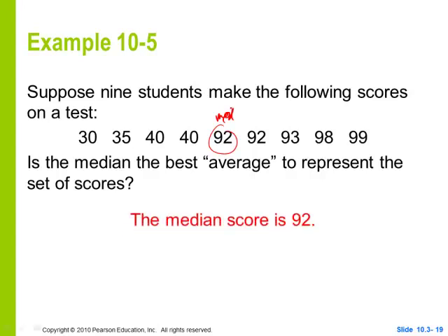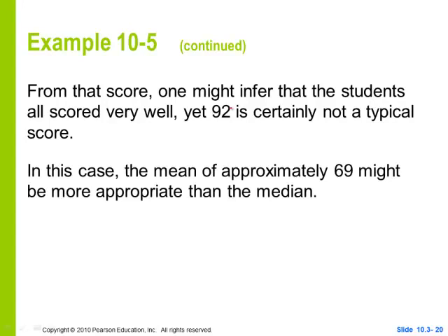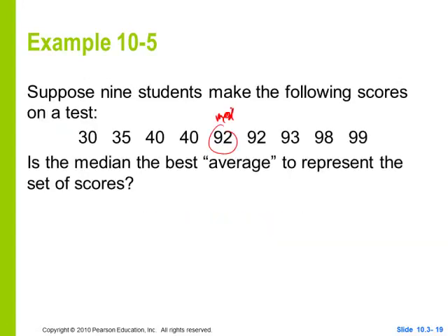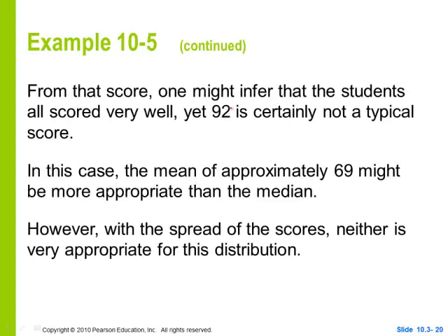So the median is 92, but the average is 69. And that's a more appropriate number when it comes to this type of thing, like test scores, where there aren't many outliers. I mean, you've got the one side, and you've got the other side. The median is a bad choice here.